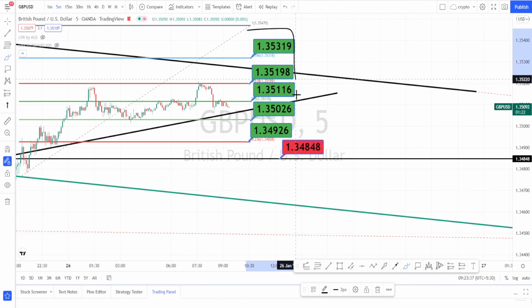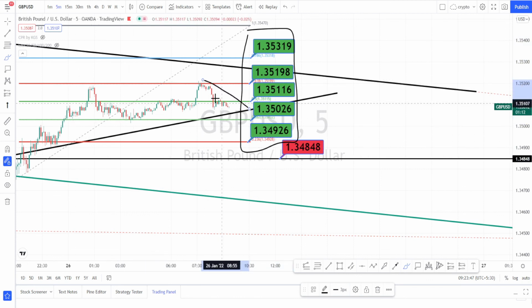So the values marked within the green color box are the support and resistance levels for 5 minutes time frame, and we can notice that currently also the price action is in a very nice bearish trend.